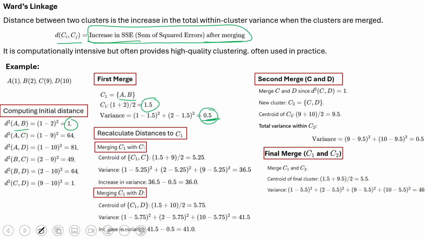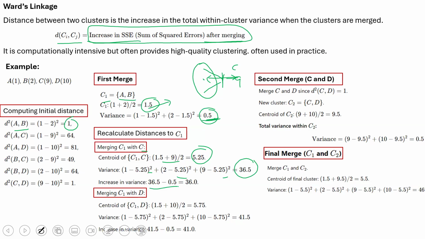Now recalculating the distances from the cluster C1 to the point C. The cluster representative is 1.5 and this point C is 9. So you take the mean as 9 plus 1.5 by 2, which is 5.25. So that is the mean. Now calculate the increase in the variance with this mean. Increase in the variance means you calculate the squared distance with every other point. So this is the variance we got. And what is the increase in the variance?